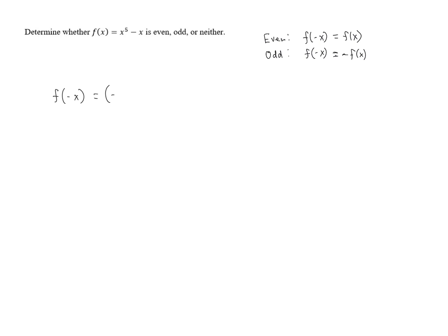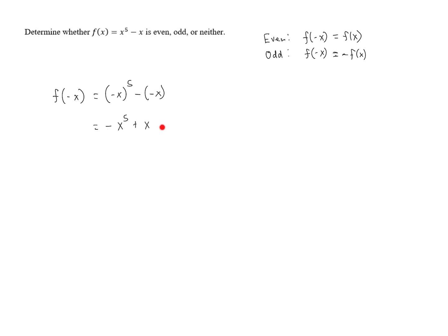So let's see what we get if we evaluate this function at negative x, or the opposite of x. This is going to be negative x to the fifth minus negative x. Now, when we have a negative raised to a fifth power, 4 of those negatives cancel, but we are left with one of them. So we're going to have one negative left, and then, of course, the x to the fifth. And then when we are subtracting a negative, that's the same as adding. So that's the same as plus x.